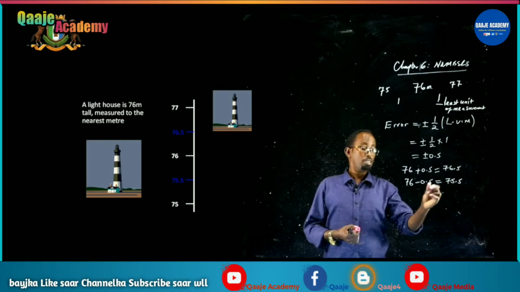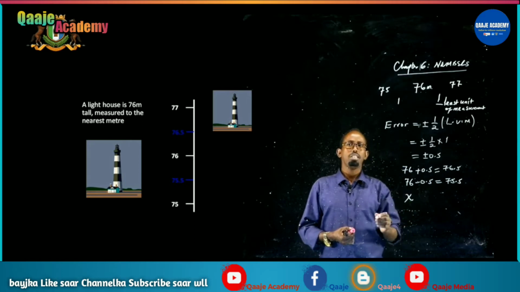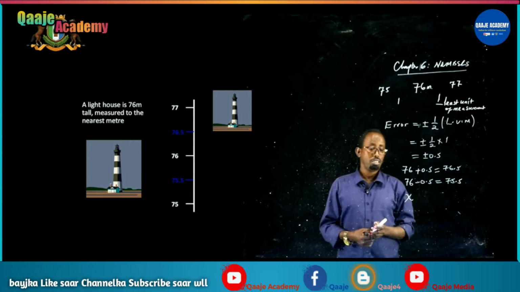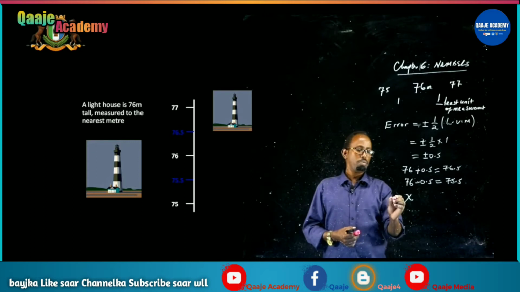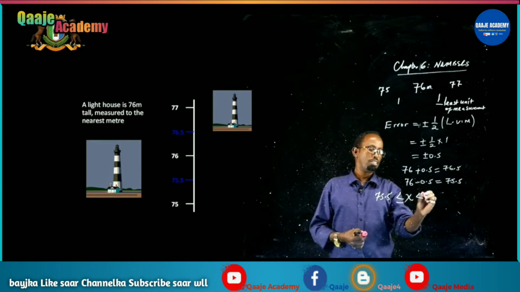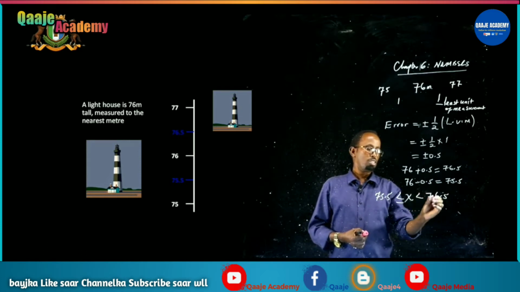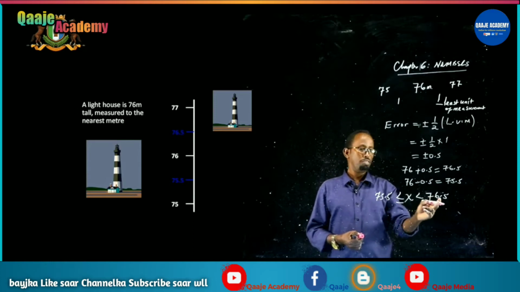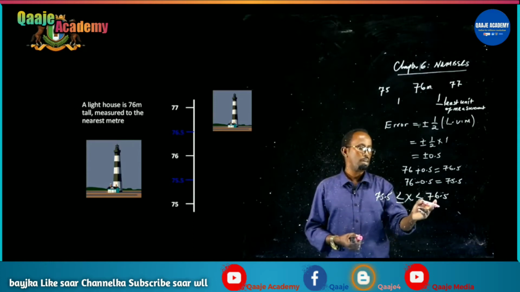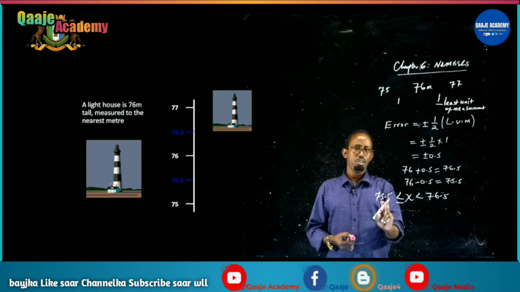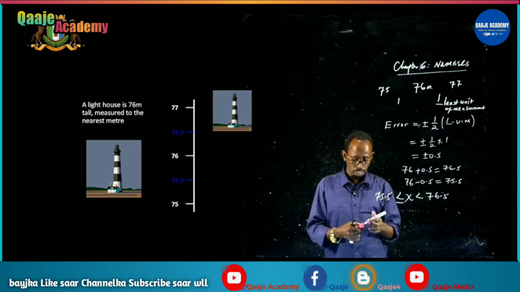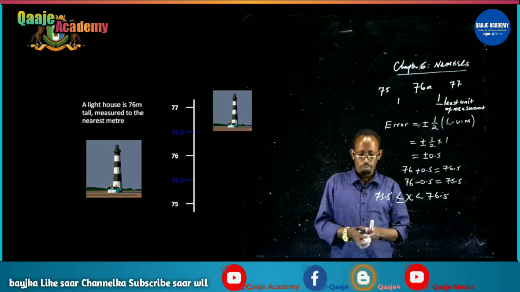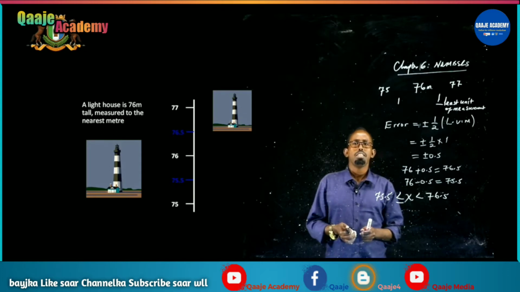So x, which is representing the height of that lighthouse, is greater or equal to 75.5 and less than 76.5. So less than 76.5 is 76.4. If you round to the nearest whole number, you get 76. If you round off this one again to the nearest whole number, you get 76. Next.